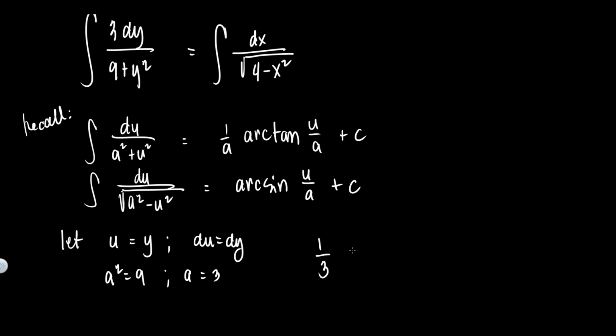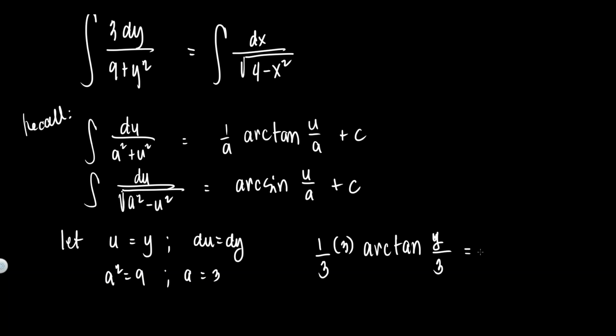Then may 3 pa pala doong isa, sama na natin, so 3. Then arctangent of u over a. So, u is y, over 3. Plus c.